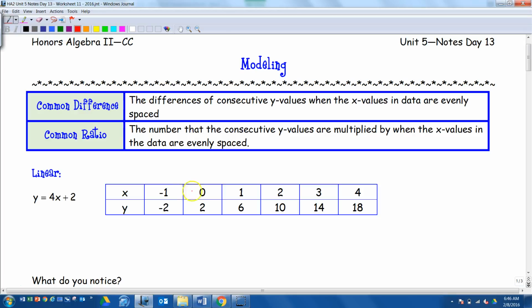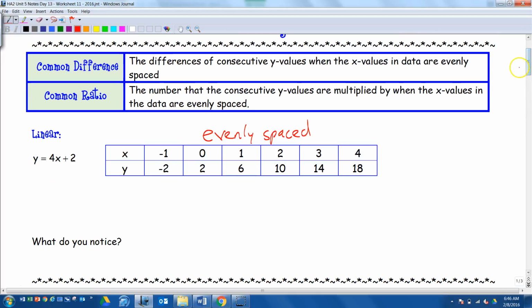So clearly you can see that between each x value it's just going up by 1. So the x values are evenly spaced. And then you have to look at the data and go, what's happening? If you can see it, it's going -2 to 2 to 6. So from here to here it's +4, +4, +4, +4, +4. So we have a common difference between all of the terms, and I'm going to call these the first differences.